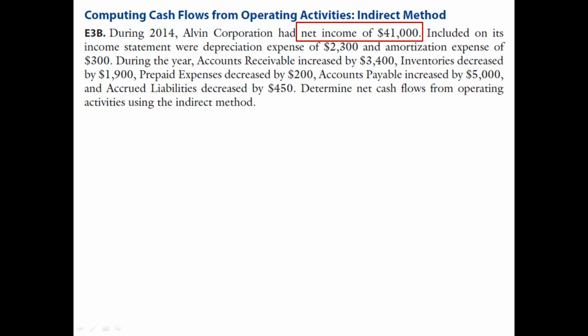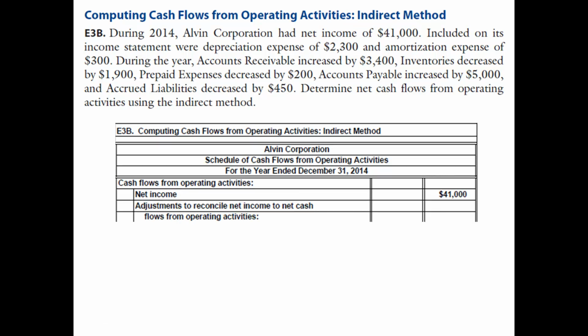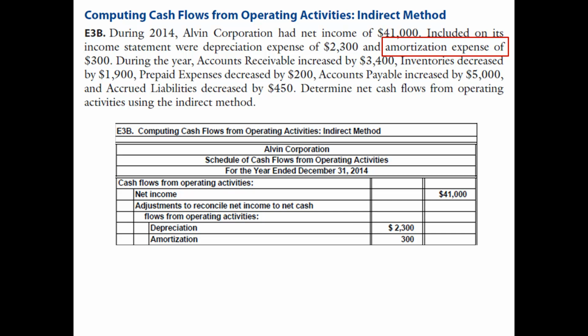So the first thing we do is we start with our net income. So for our schedule of cash flows from operating activities, we have our net income in there in the amount of $41,000. Then the next item we look at, do we have any depreciation, amortization, or depletion? And we do in this example. We actually have depreciation in the amount of $2,300, so it will be added in. And then we have amortization in the amount of $300 that will also be added back in. We don't have any gains or losses, which would go next.